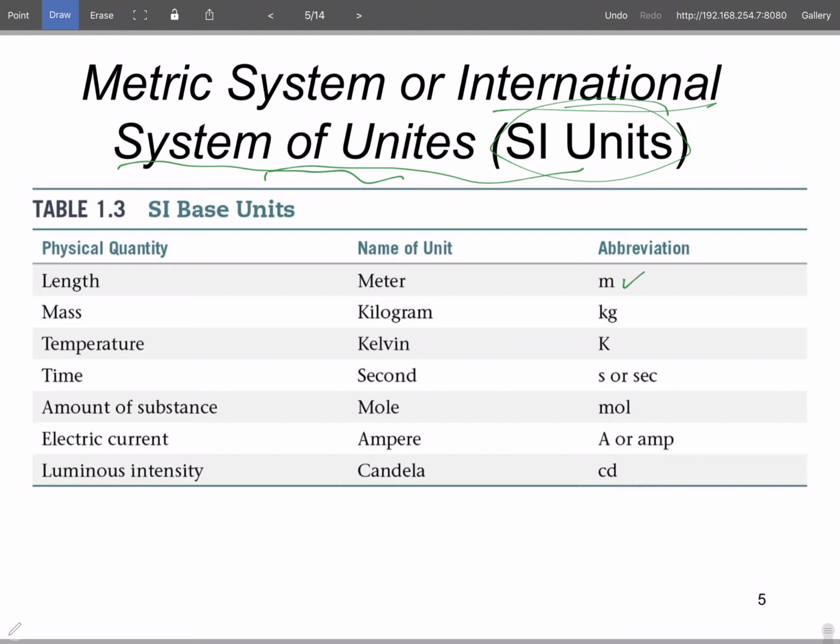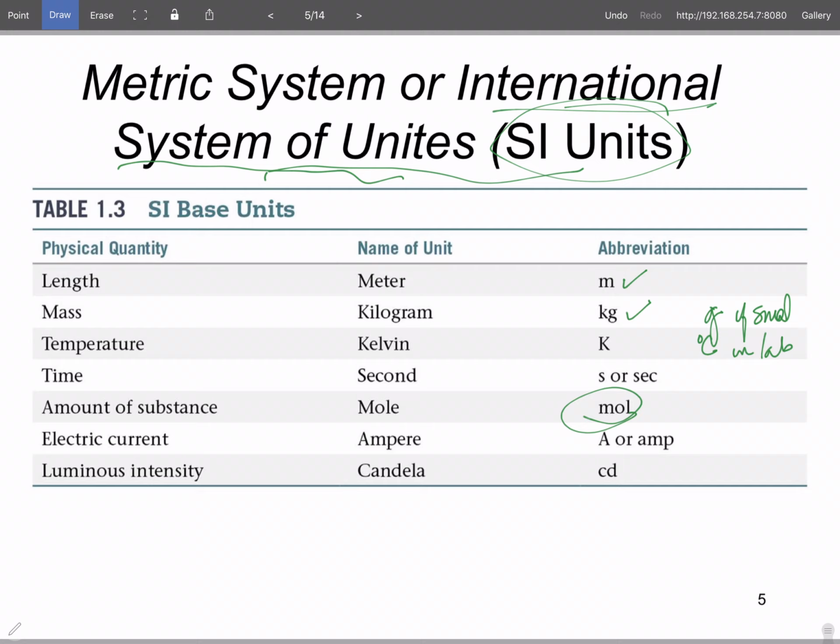So we're going to use meters, kilograms, or if it's small, we're going to use grams. And the SI unit for temperature is Kelvin, but we're going to use just degrees C in lab. More about that in a minute. Seconds, that's the same. Moles are really critical for chemistry, and we'll show you how to convert that. But basically, it's a counting number for chemistry.